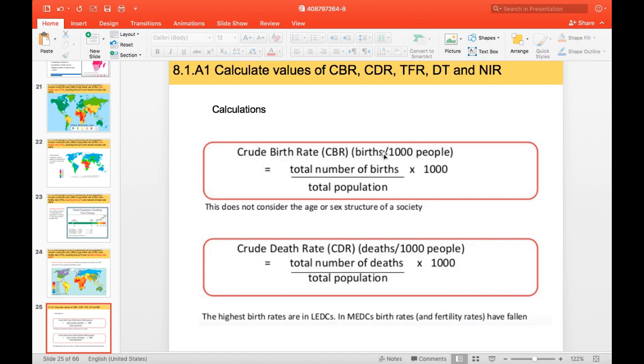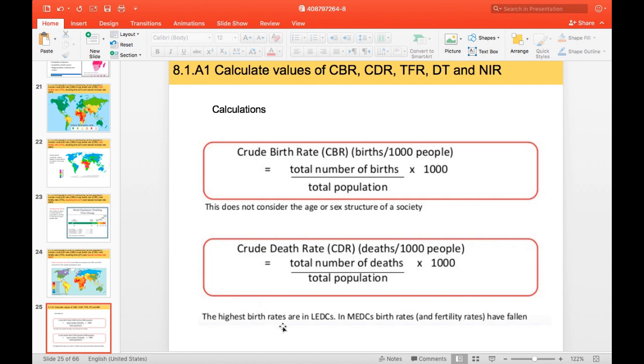So CBR equals total number of births times 1,000 over total population. And crude death rate, total number of deaths over total population times 1,000. Remember that it is crude because we are not considering the age or sex structure of a society.